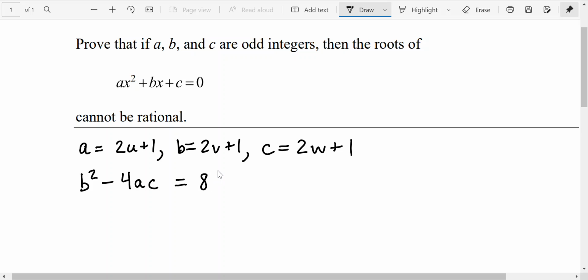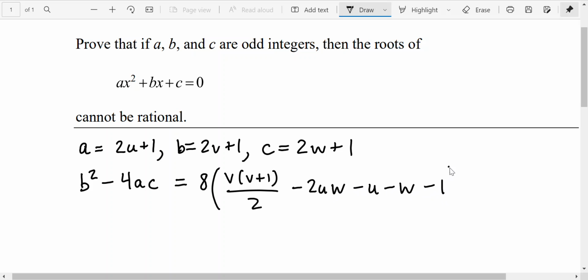discriminant is equal to the following: 8 times (v times (v plus 1) over 2 minus 2uw minus u minus w minus 1) plus 5. If you'd like to pause the video and verify that, go ahead.